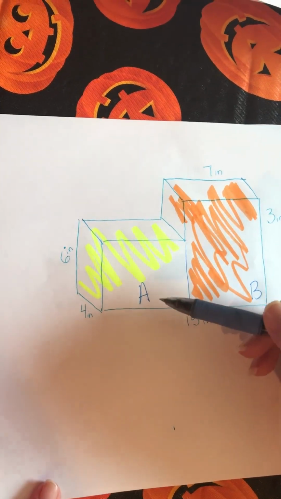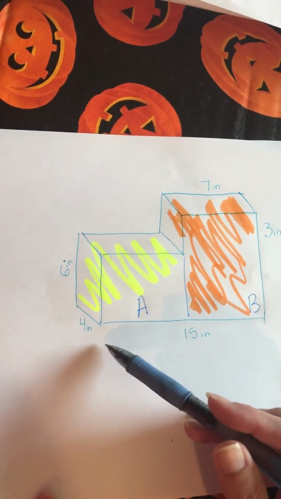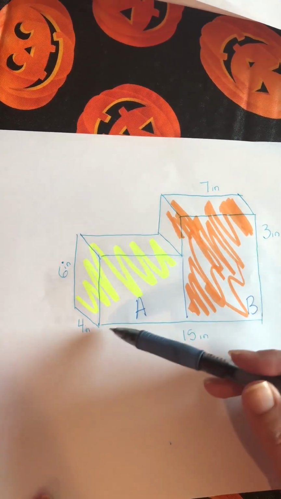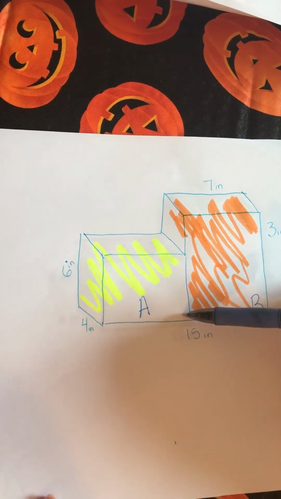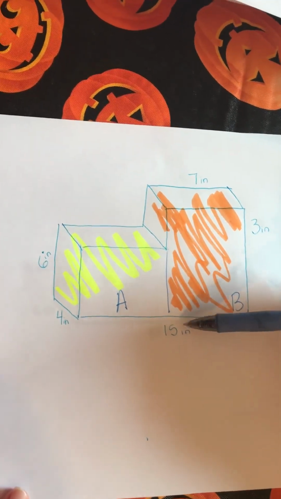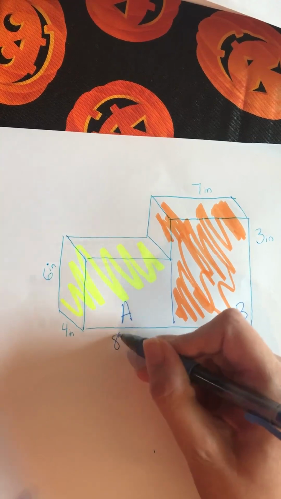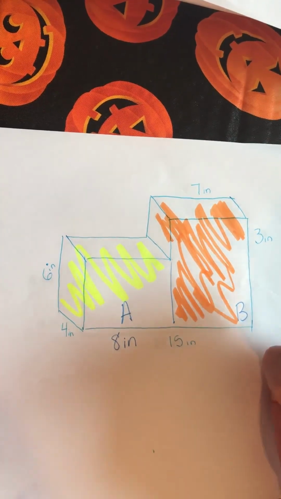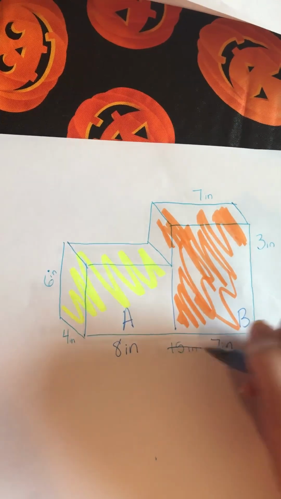So I can see with Prism A that I've got to find the length, because this length that's given is 15 inches. It's all the way across. But I just want this portion right here. And I can get that by subtracting. So I've got 15 minus 7, so that gives me 8 inches here. And then this part would be 7, so the total would be 15.